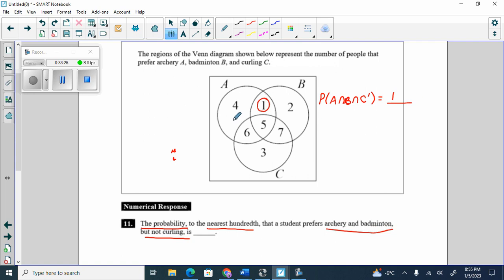So we have to add them all up. So it's going to be 4 plus 1 plus 2 plus 7 plus 5 plus 6 plus 3. And we get 28. Now it doesn't say to the nearest hundredth percent, it says to the nearest hundredth. So I just divide them out. 1 divided by 28, and I get 0.04.